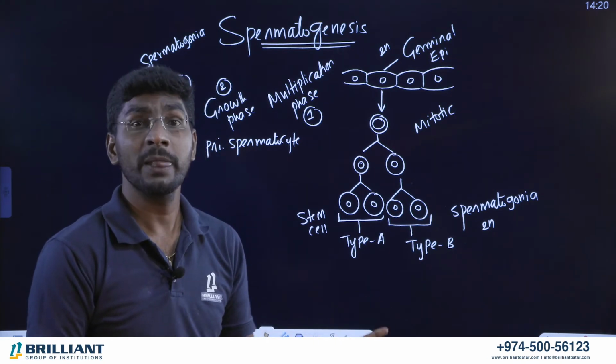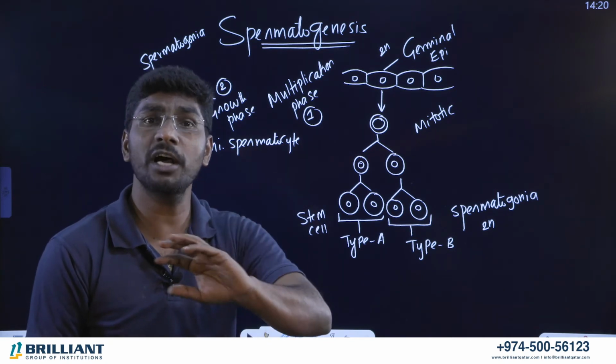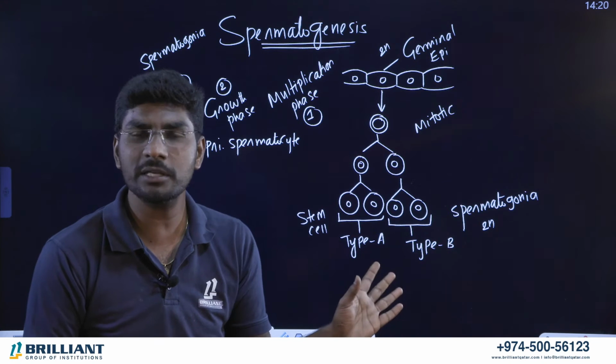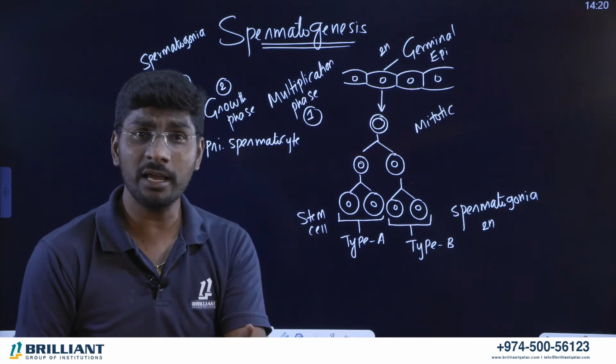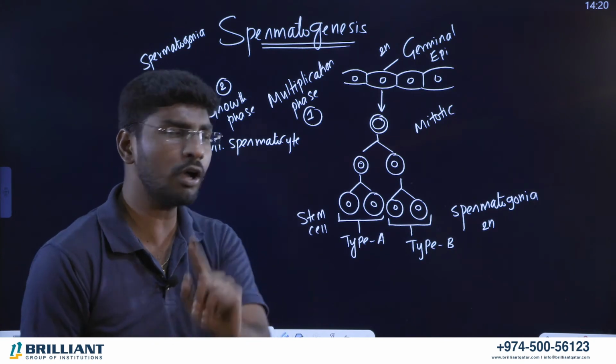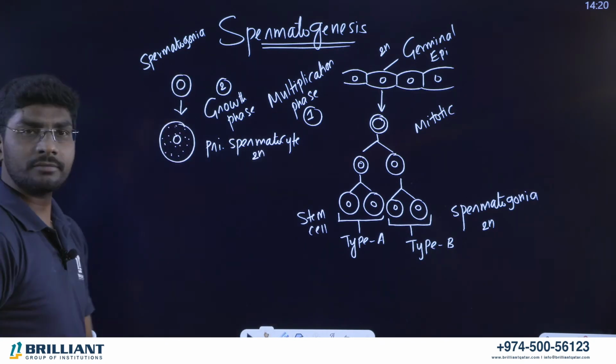What did I say? In the growth phase, the cell increases in size by the accumulation of food material in the cytoplasm. Enough. So no meiosis, no mitosis. That means the primary spermatocyte is also diploid. So I'm writing it is diploid.